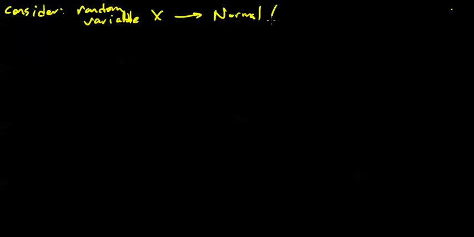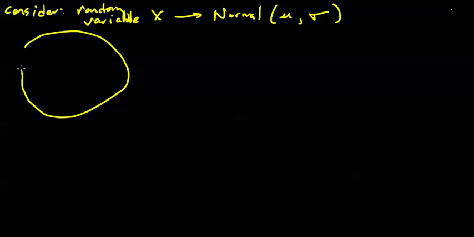Let me ask you to consider a scenario here. Let's say we've got a random variable x. Let's say it's normally distributed with some unspecified mean and standard deviation. Alright. I'm going to draw a little circle that represents all these x values, all the possibly millions of measurements, numerical values that make up this random variable x.